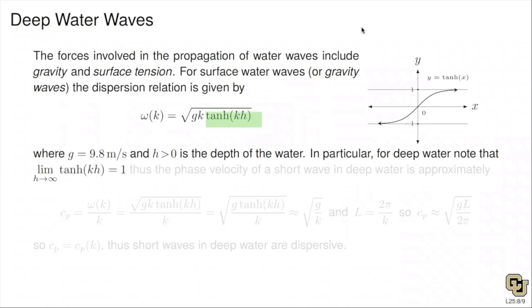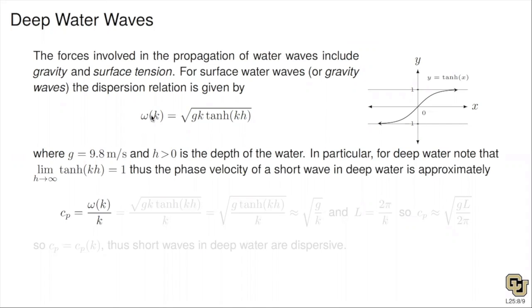For when h is very large, we can actually replace the hyperbolic tangent part with just a 1. So let me calculate the phase velocity of the short wave in deep water. So h is large, and so we have our omega of k over k from before, from the limiting process.